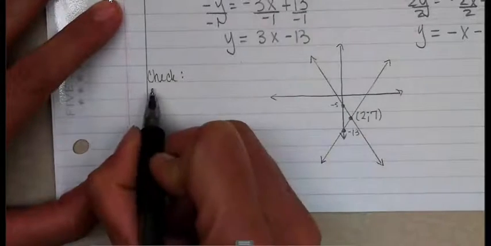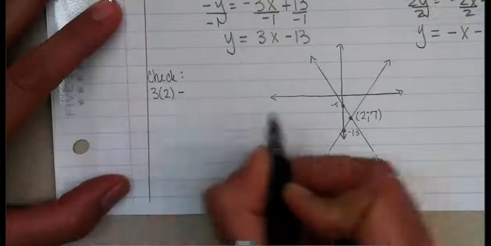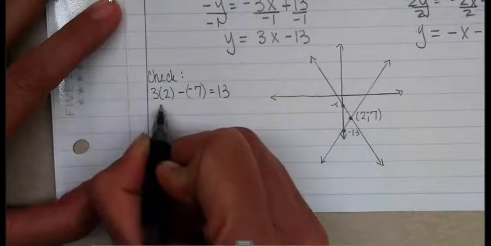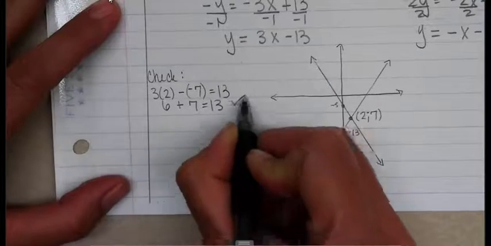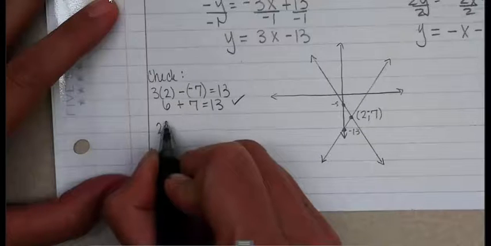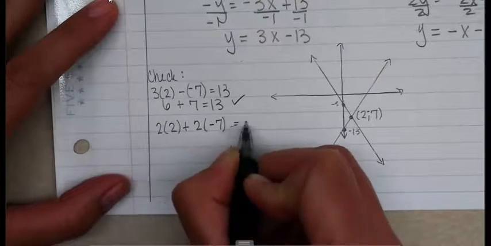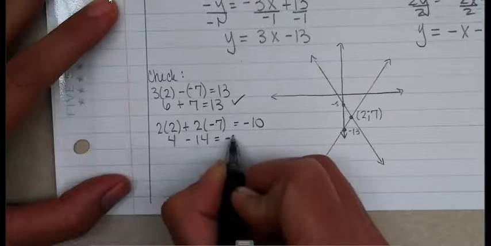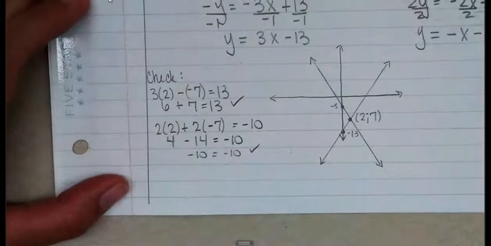Okay, so for the first equation, it would be 3 times my x value, which is 2, minus y, which is -7, equals 13. So that's 6, minus a negative, that's plus 7. Oh, that is 13. That one checks. Okay, let's do it to the other one now. So 2 times 2 plus 2 times -7 equals -10. So that's 4 minus 14 equals -10. That is true. -10 equals -10. That one checks out as well.